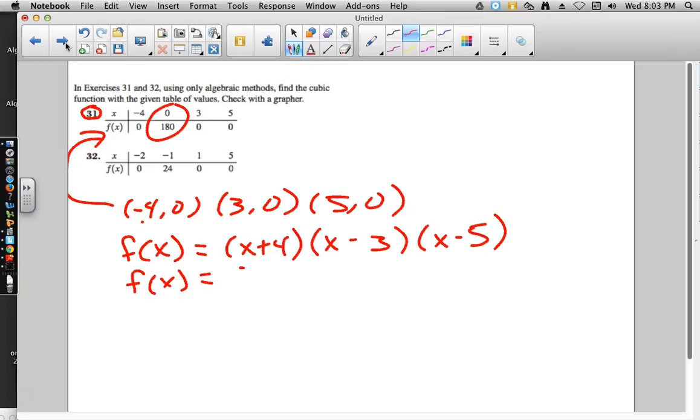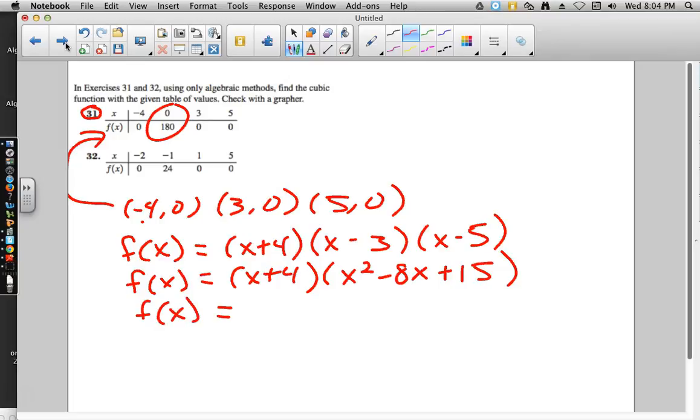So in this case, we leave this x plus 4, and we would go ahead and do FOIL on the back 2 here. So x squared minus 5x minus 3x would be minus 8x plus 15. And then we would go ahead and distribute the x, and then distribute the 4. So that would give us x cubed minus 8x squared plus 15x plus 4x squared minus 32x plus 60. Now, I didn't obviously take you through each individual step because you guys are fully capable of that. Distributing the x through the second parentheses, distributing the 4.